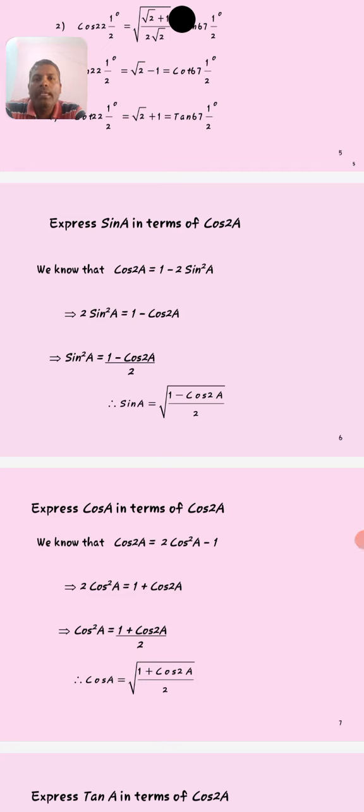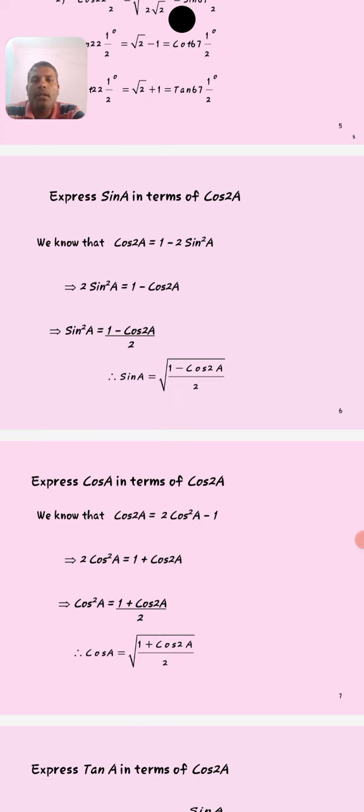Express sin A in terms of cos 2A. We know that cos 2A is equal to 1 minus 2 sin square A. From here, 2 sin square A is equal to 1 minus cos 2A, and also we write sin square A is equal to 1 minus cos 2A divided by 2. Therefore, sin A is equal to square root of 1 minus cos 2A by 2.